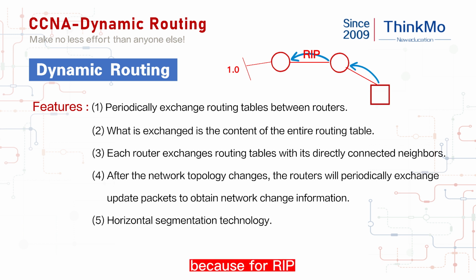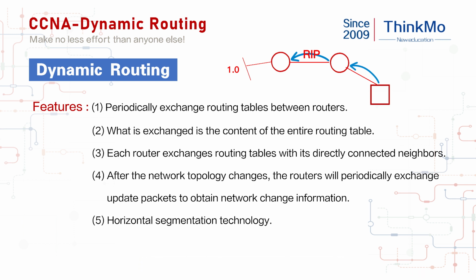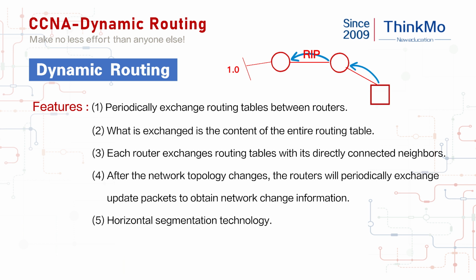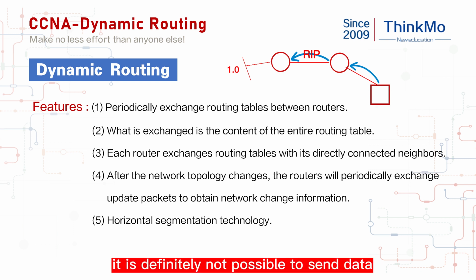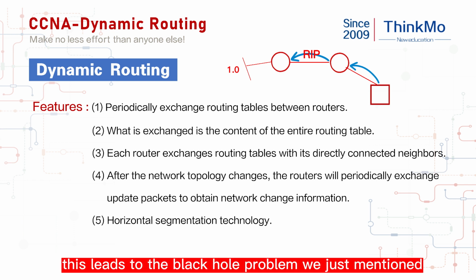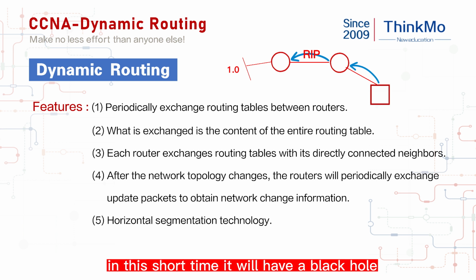Because RIP is not updated in real time. It updates every 30 seconds. So in the process, the device on the left still needs to continue sending data. So the first problem is that it is definitely not possible to send data. Actually, this route makes no sense. This leads to the black hole problem we just mentioned. In this short time it will have a black hole.